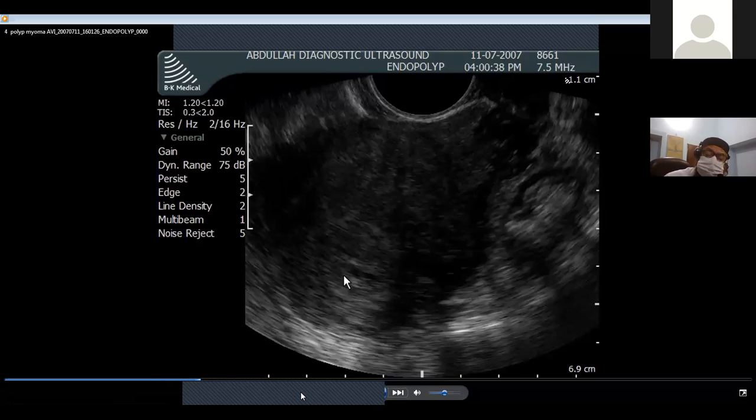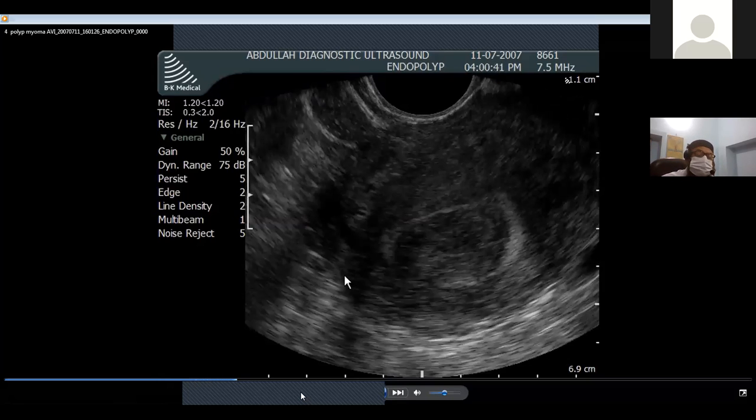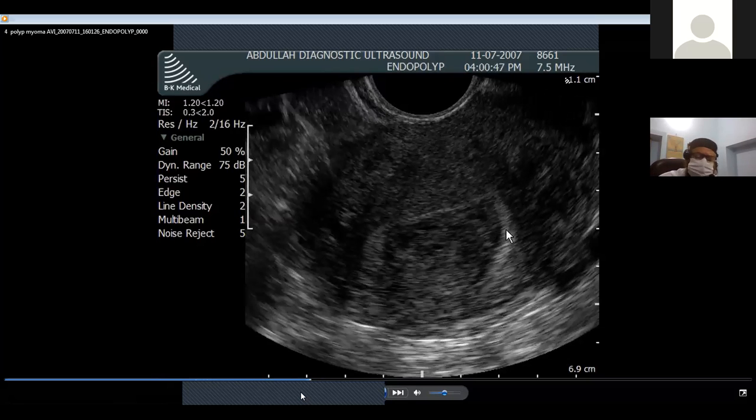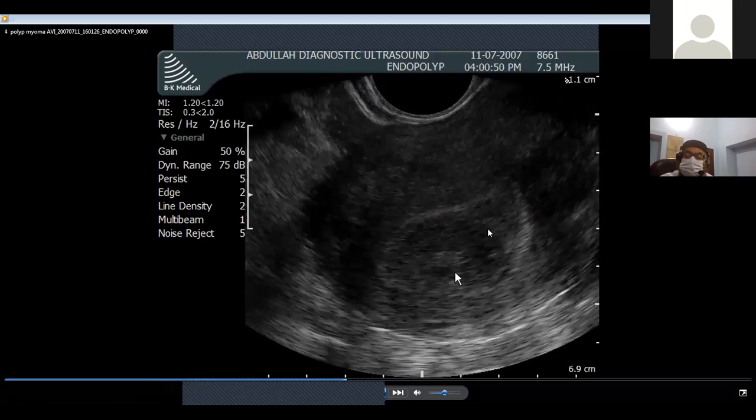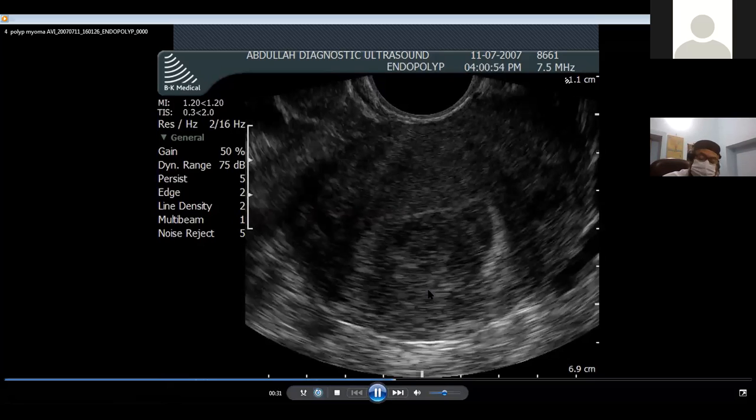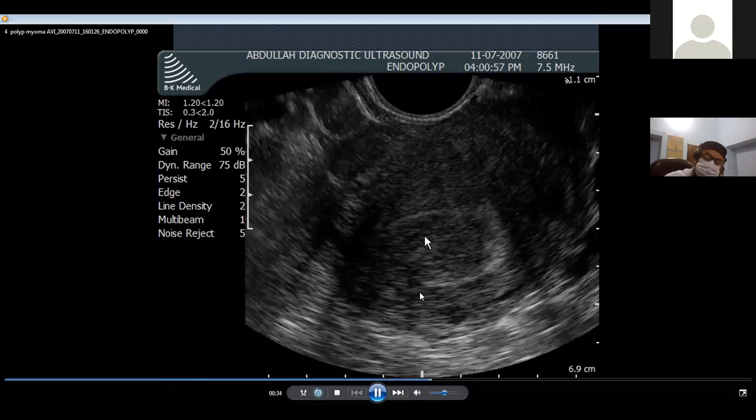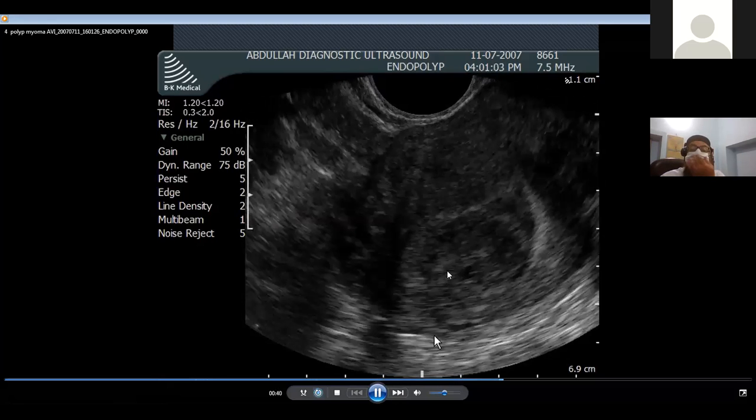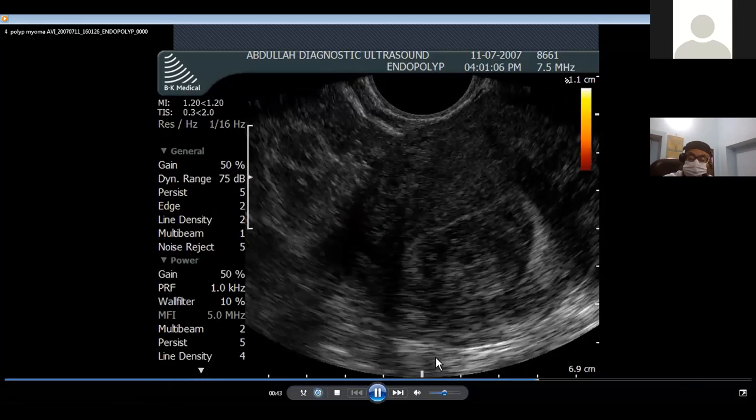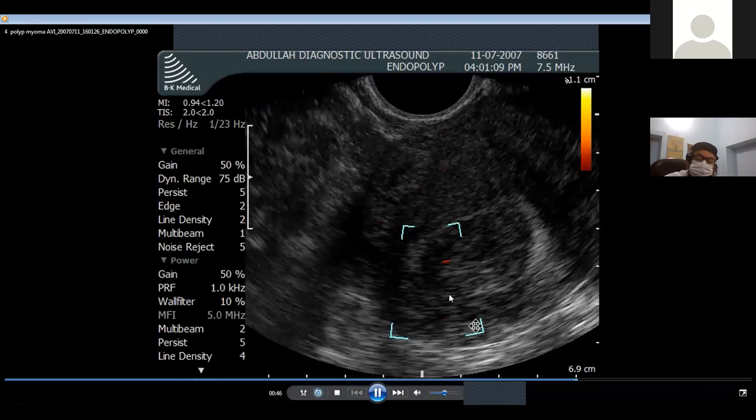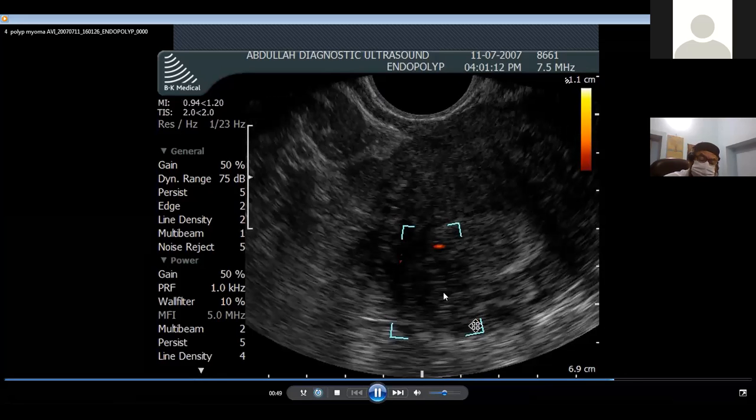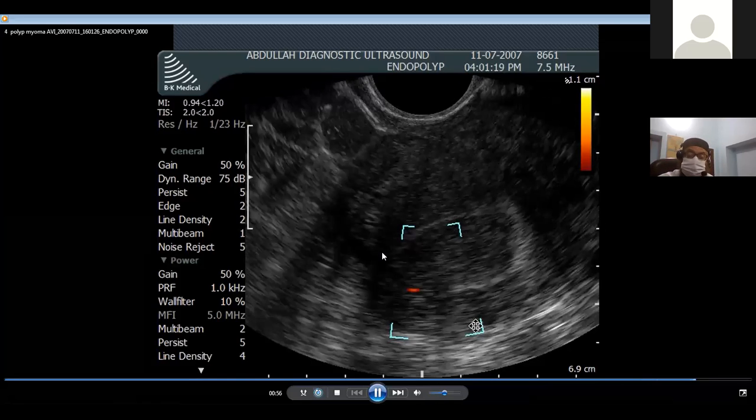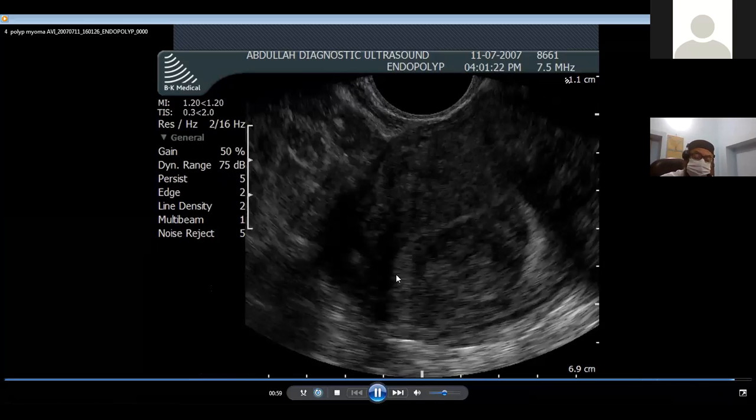We can always use color Doppler ultrasound to determine the side or the wall of the uterus from where this polypoidal myoma or fibroid is arising and bulging into the lumen. So there you see the feeding vessel. The feeding vessel is arising from the right lateral fundal wall.